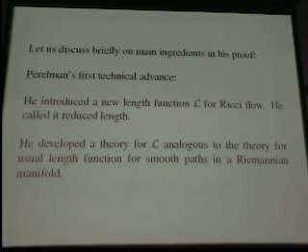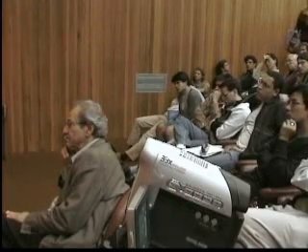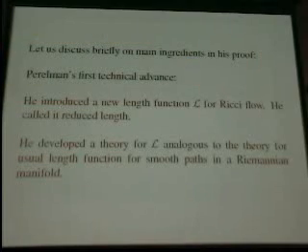The key thing he did, which I discussed extensively in my course prior to this colloquium, was to introduce a new length function for Ricci flow, called the reduced length. He developed a theory for this length function which is analogous to the theory of the Euler length function in Riemannian geometry, which you can probably find in a standard textbook.